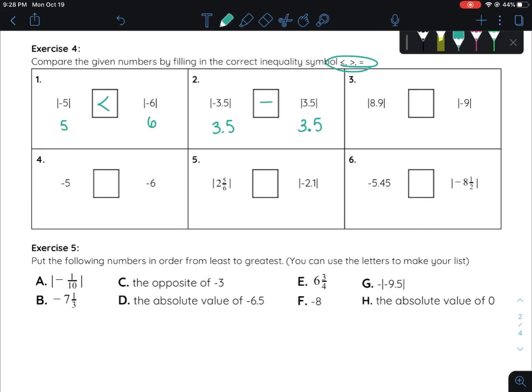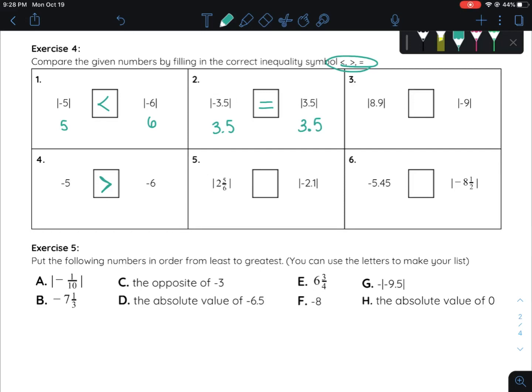So that's actually equal. All right, I'm going to have you guys try number 3. For number 4, negative 5 compared to negative 6. All right, well, actually, negative 6 is going to be smaller because it's a little bit farther away from 0 in the negative direction. So that's actually, if you look at 1 and 4, they actually have a different answer. When you put the absolute value around them, it changes the answer. All right?